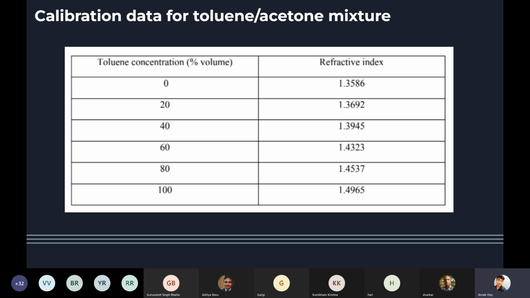So you have to plot this data with refractive index on the y-axis and the toluene concentration on the x-axis, and we will use this data to determine the toluene concentration in distillate and residue. Okay, I will come to this later again.